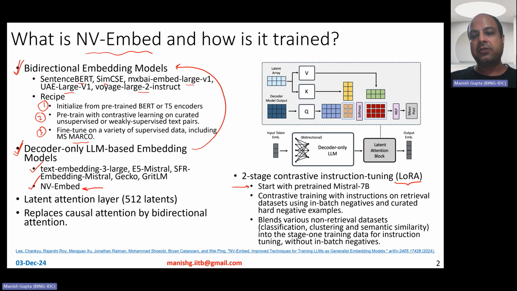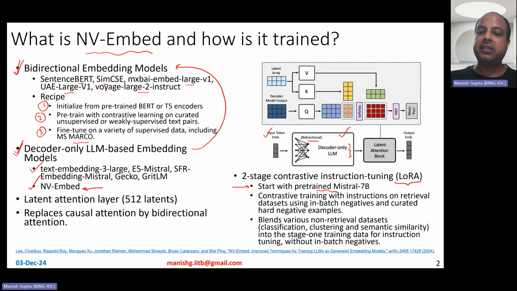The architecture of NV-Embed is shown here. It takes input tokens, and then it uses a decoder-only large language model, a pre-trained Mistral 7 billion. What it does is replace the causal attention in this architecture by bidirectional attention. So although it initializes using the weights from Mistral 7 billion, it removes the causal attention mask and therefore makes it bidirectional attention.